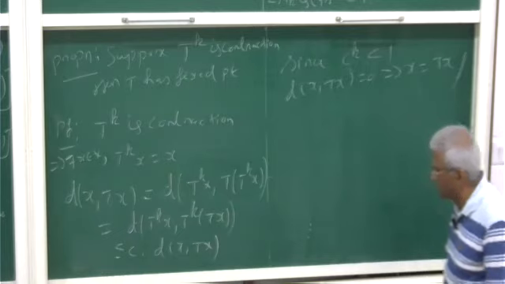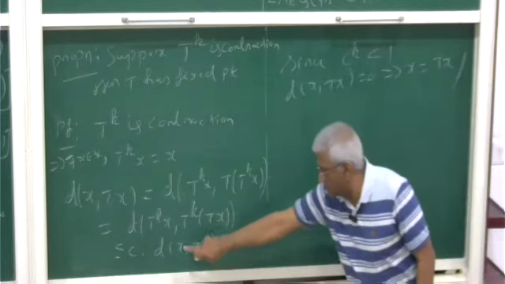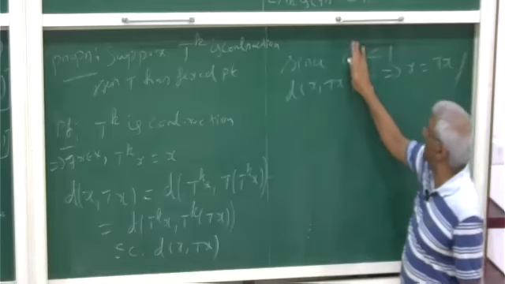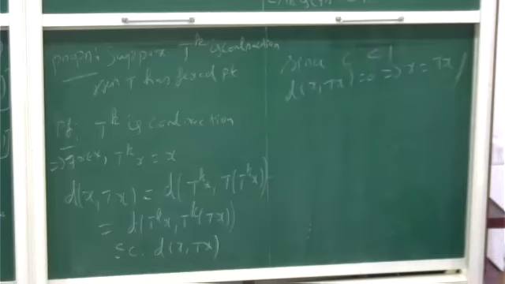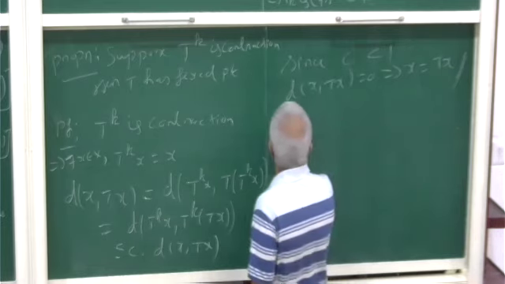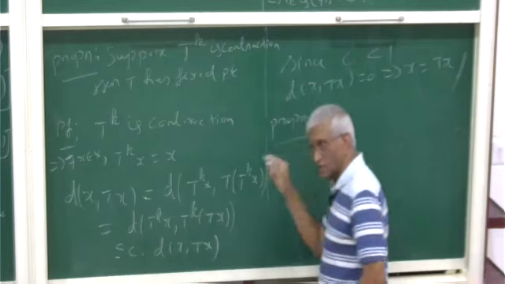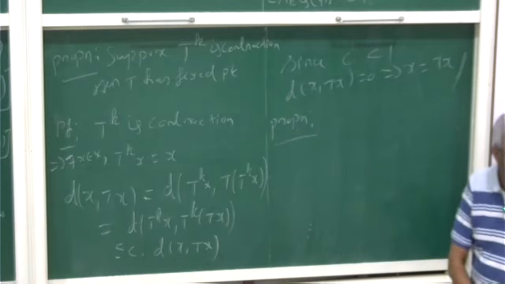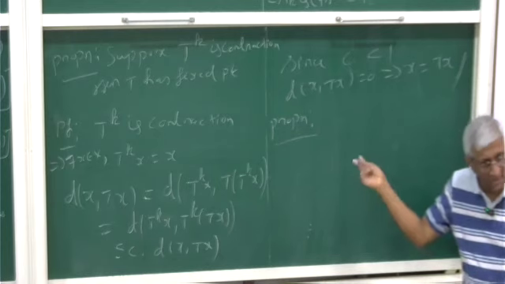That's all. Because of this, Tx is less than C times this, C is less than 1, so this is fine. Okay. Next proposition, this doesn't use the contraction. So if you have written, if you are ready, I will go to the next proposition. You are ready? Shall I go?